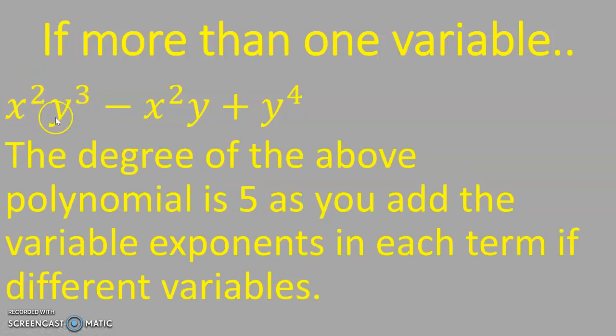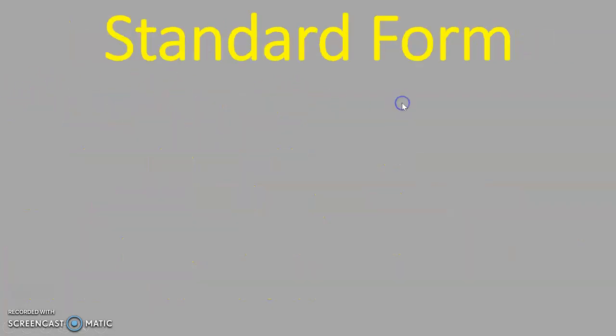We have x and y, two different variables. So this is a degree of 5 on this term, a degree of 3 on this term because of that 1, and then degree of 4. For the entire polynomial, the degree is 5, which is the biggest of the 3. You don't add all the way through. You add one term at a time. Terms, by the way, are separated by minus and plus signs. So this is term 1, term 2, and term 3.